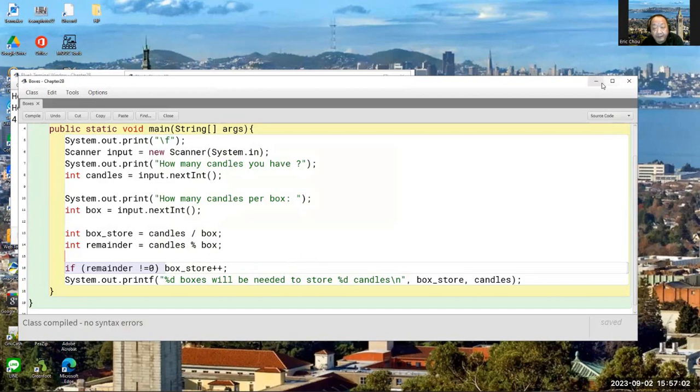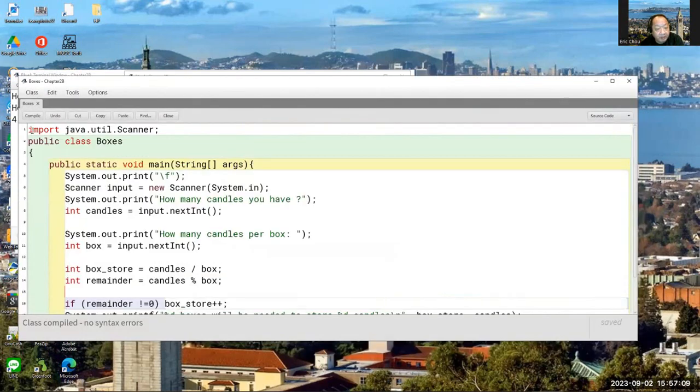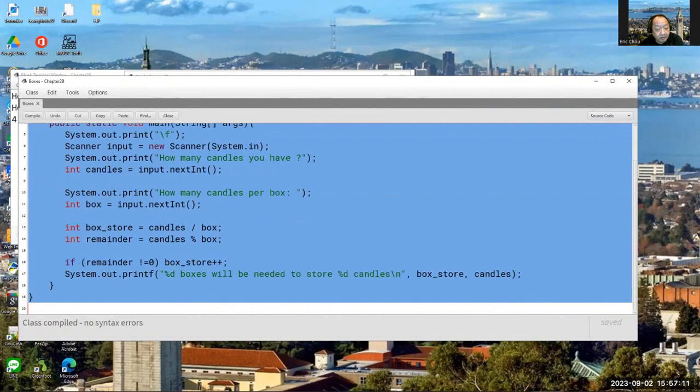And the other one is about how many boxes you can sell, right? How many boxes you sell? That one is called the floor function.